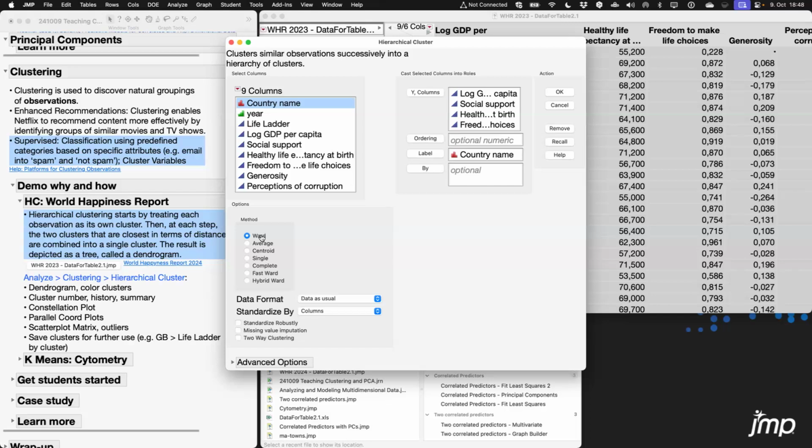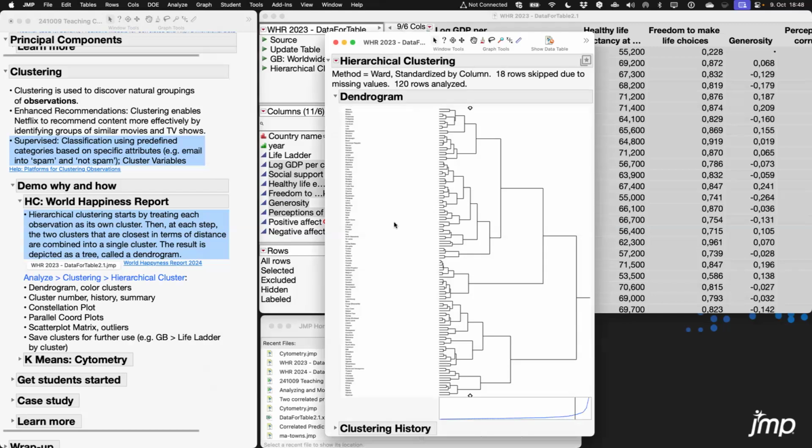So here the default is the Ward algorithm. We see that this uses a minimum variance in the joint cluster. That's the criterion which is used to calculate the similarity or distance. And just keeping the defaults, this is the result here.